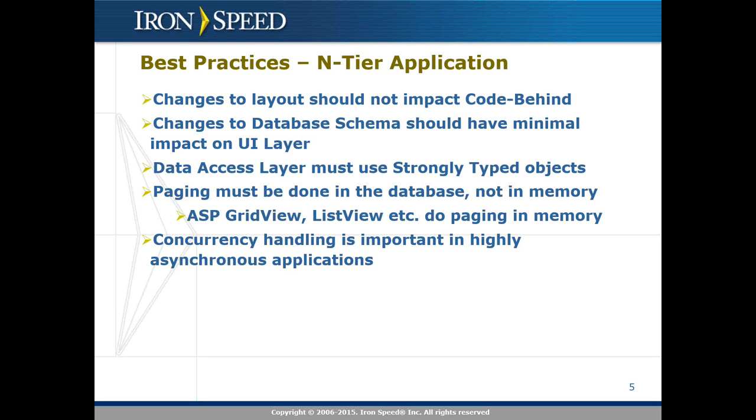Data access layer must use strongly typed objects, so that means that everything has to be declared. What does that mean, you ask? It means that every variable has a type, and so all of our variables also have to be typed. So we have to declare them as string, as integer, as decimal, and so on and so forth. So keep that in mind. And of course, IronSpeed takes care of all of that for us, except where we do custom code.